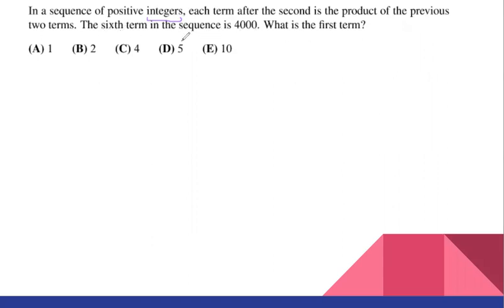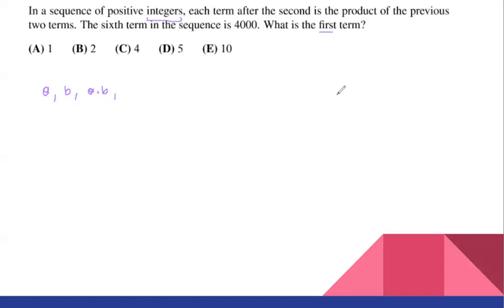So it says a sequence, and we are looking for the first term. I'm going to call the first term A, which is what we usually use. It says each term after the second is the product of the previous two terms, but I do not know the second term, right? So I'm going to call the second term B. The next term should be the product of these two, which is A times B. That's my third term.